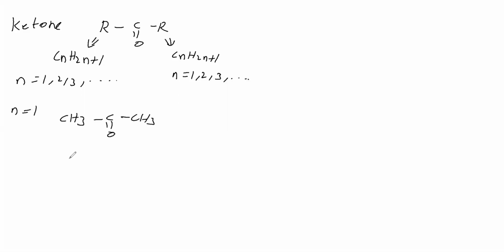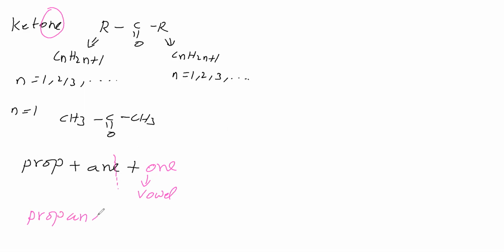What is the IUPAC name? We will say the root word is prop because 3 carbon atoms are present. The primary suffix is an. The secondary suffix is what? It is the last 3 letters of ketone, that is one. In the secondary suffix the first letter is a vowel. Therefore, let us drop the e from the last letter of the primary suffix. So the name of this compound is propanone.